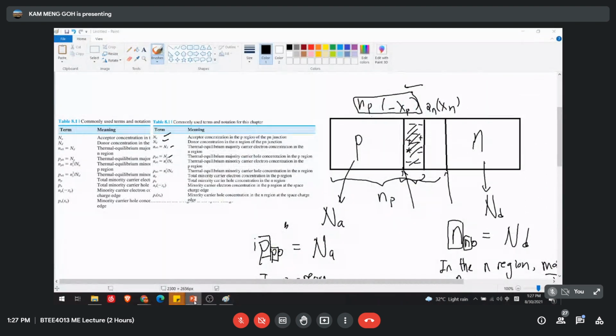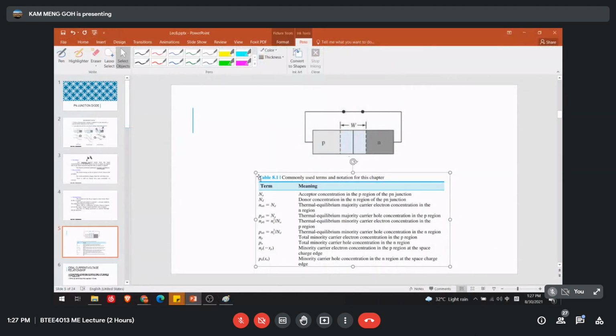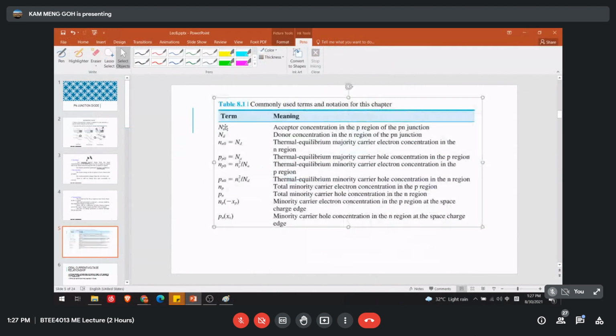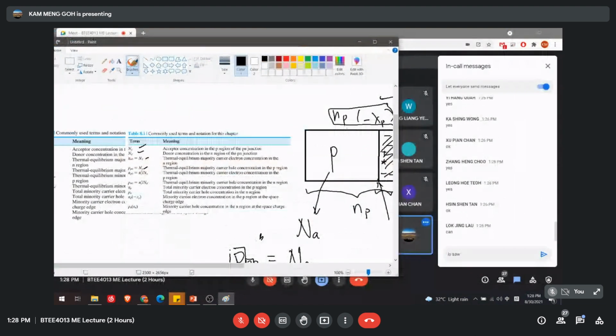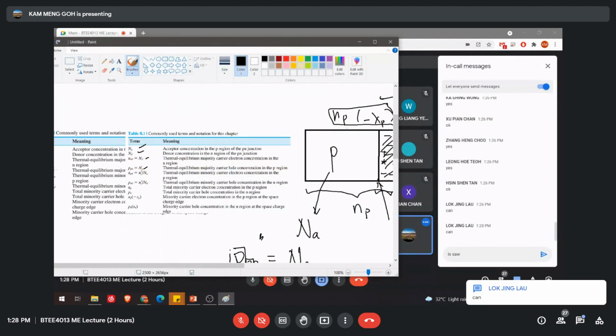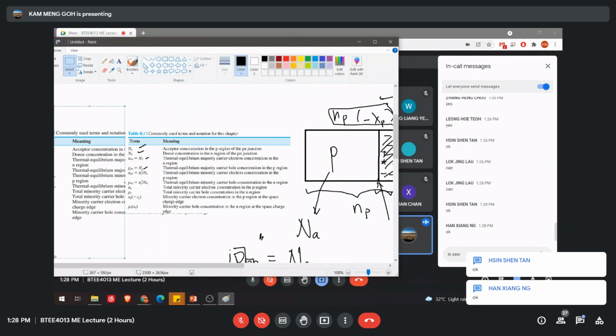So back to the slide just now. We already explained every single item over here. NA, acceptor; ND, donor; NNO, thermal equilibrium majority; PPO, thermal equilibrium majority. So minority, minority. Then this one is the total minority in the P and the N region. Everyone okay at this point? If you need me to explain this again, you let me know. I can try to explain to you again.